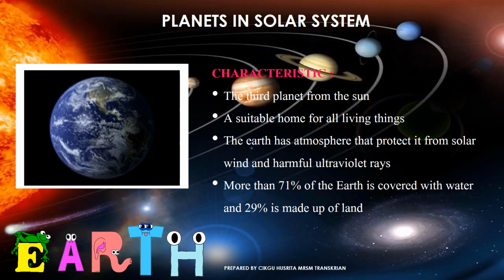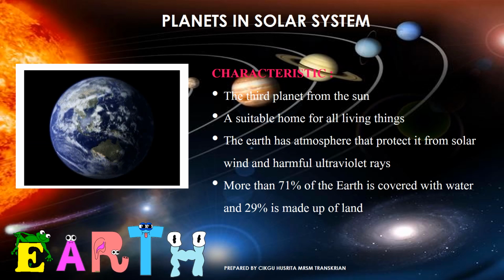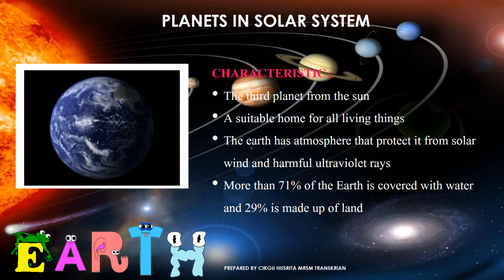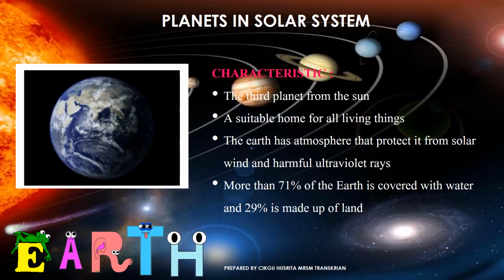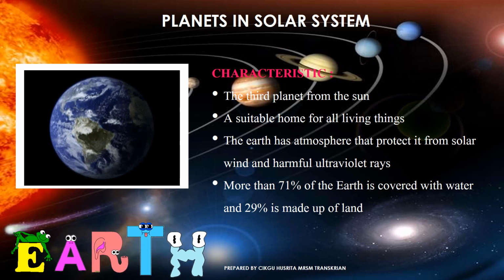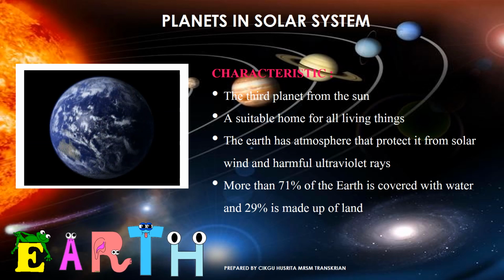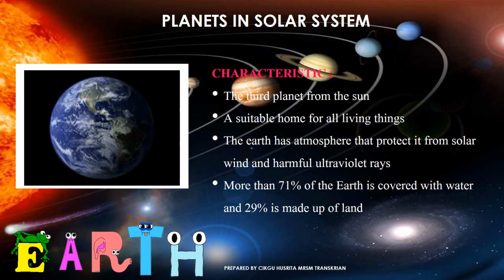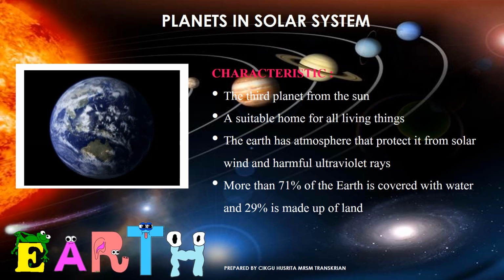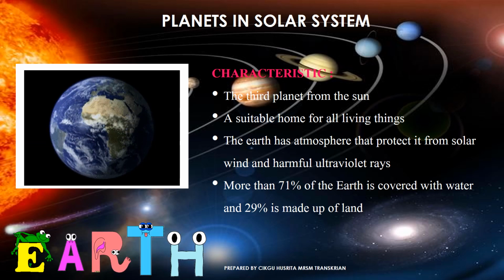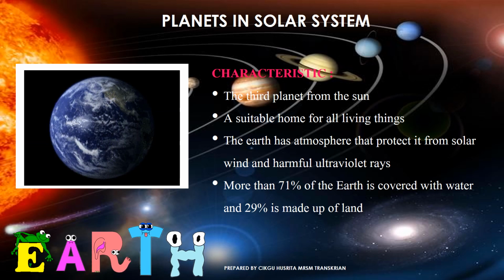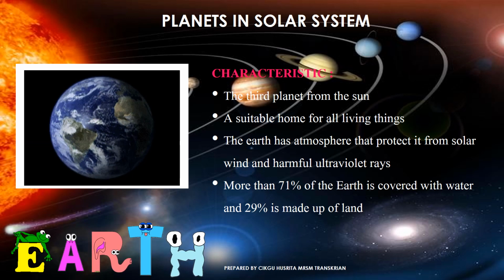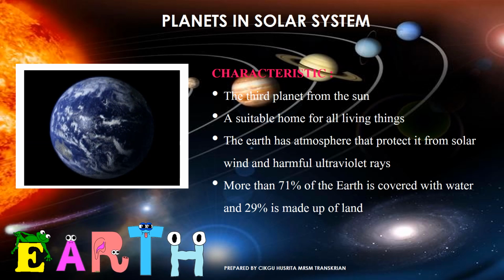The third planet is our planet, Earth. It is very suitable for all living things because the Earth has an atmosphere that protects it from solar winds and harmful ultraviolet rays. The Earth is also 71% covered with water and 29% is made up of land. So this is very suitable for living things to live. This is the Earth.